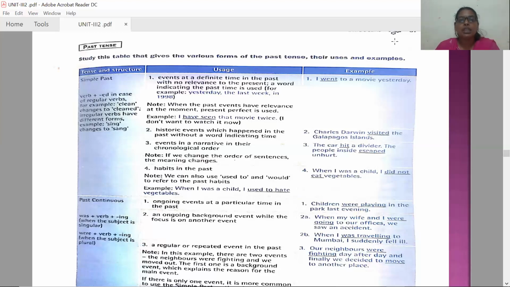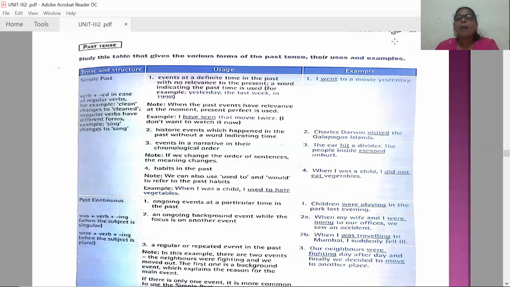And coming to the third usage. Events in a narrative in their chronological order. Narrative, events which happened in the past in a narrative way and in chronological order. The car hit a divider. The people inside escaped unhurt.